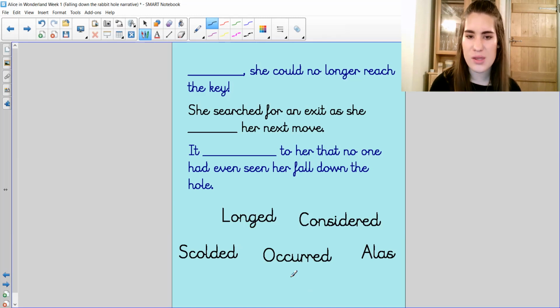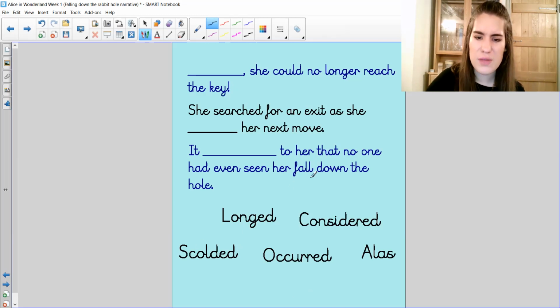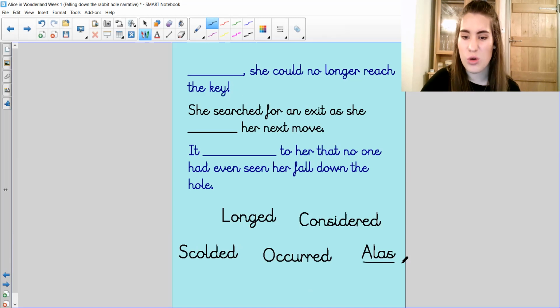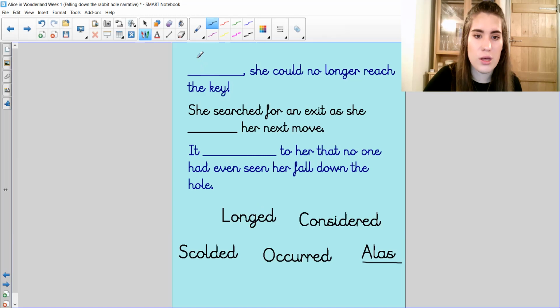Okay, so let's have a look at the first one then. She could no longer reach the key. Now, I could try all the words out here. I could say long, she could no longer reach the key. No, it doesn't make sense. Considered, she could no longer reach the key. No, it doesn't really make sense. All of these words are verbs, so that's not going to make sense. Alas, however, is an exclamation word, okay? Alas, she could no longer reach the key. So that word is going to work.